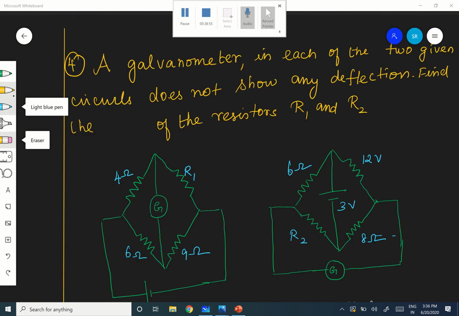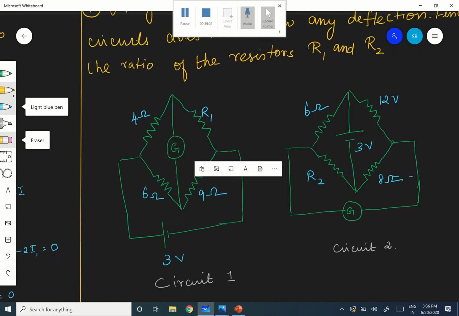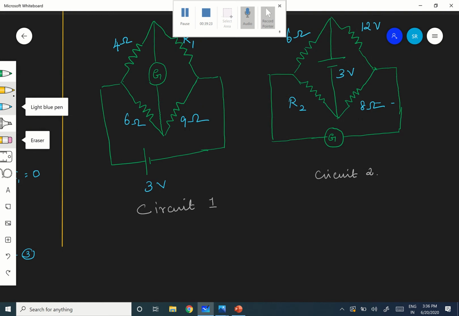Okay, fourth problem. A galvanometer in each of the two given circuits does not show any deflection. Find the ratio of the resistors R1 and R2. Two circuits are given. There is circuit number 1 and here it is circuit number 2, right?